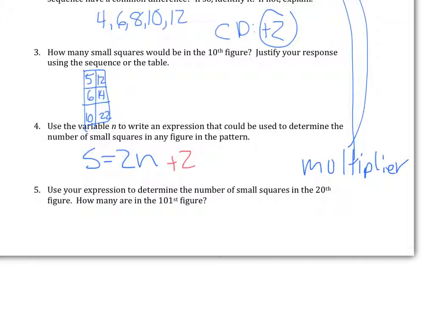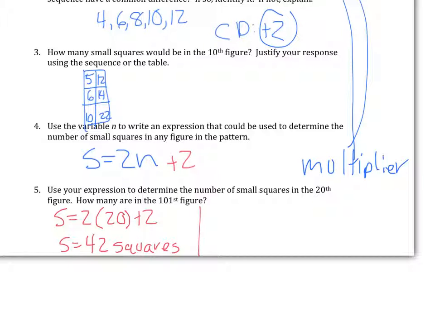That's important because I need to know where to plug in the data it gives me and what I need to get out. So here I have S equals 2 times my n, which is 20 because I'm looking at the 20th figure, plus 2. So 2 times 20 is 40, plus 2 more is 42. So S equals 42 squares.